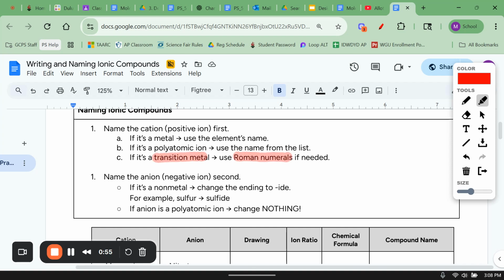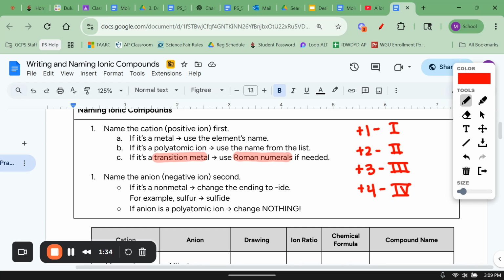Now, Roman numerals are those symbols that we use to convey numbers in writing. The number that we have to convey for a transition metal is its ionic charge. Transition metals are the only type of element that can take on multiple charges, and therefore they need the Roman numerals to tell us which charge we're looking at. If we have a +1 charge, we will write a I for that. +2 will be a double I. +3 will be a triple I. And +4 will be an IV. These symbols must be included in the name if you have a transition metal.